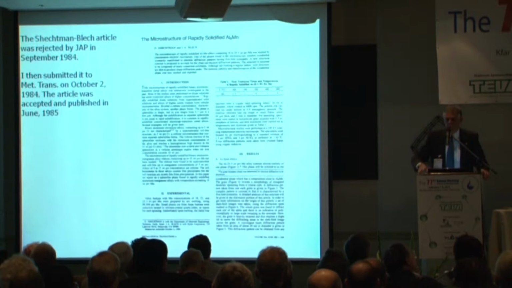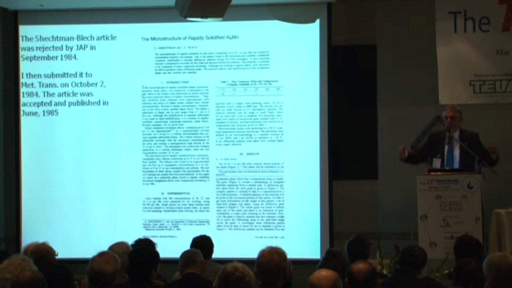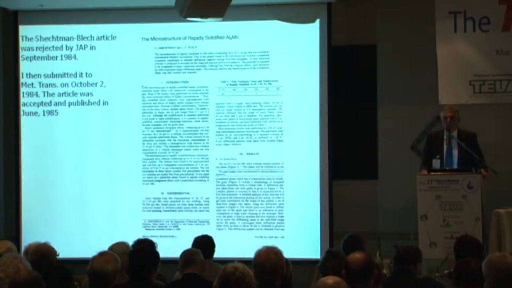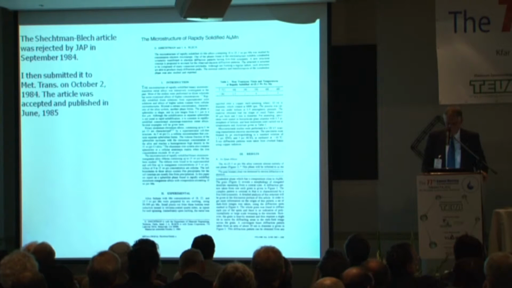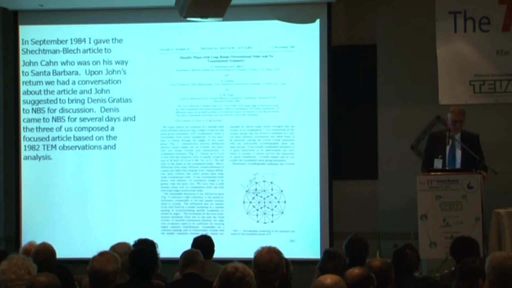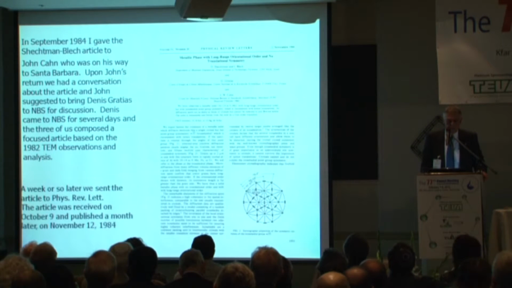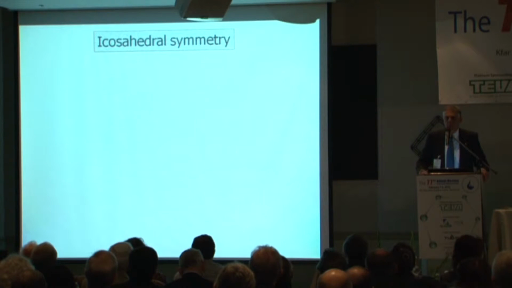Meantime, in the summer of 1984, I went back to NBS and showed my result to John Kahn, who was my host. He joined force, brought Denis Gratias, who is a French mathematical crystallographer, and the four of us published a second paper, which was eventually published first. And this was the paper. We should not go into details. But when that paper was published, hell broke loose.